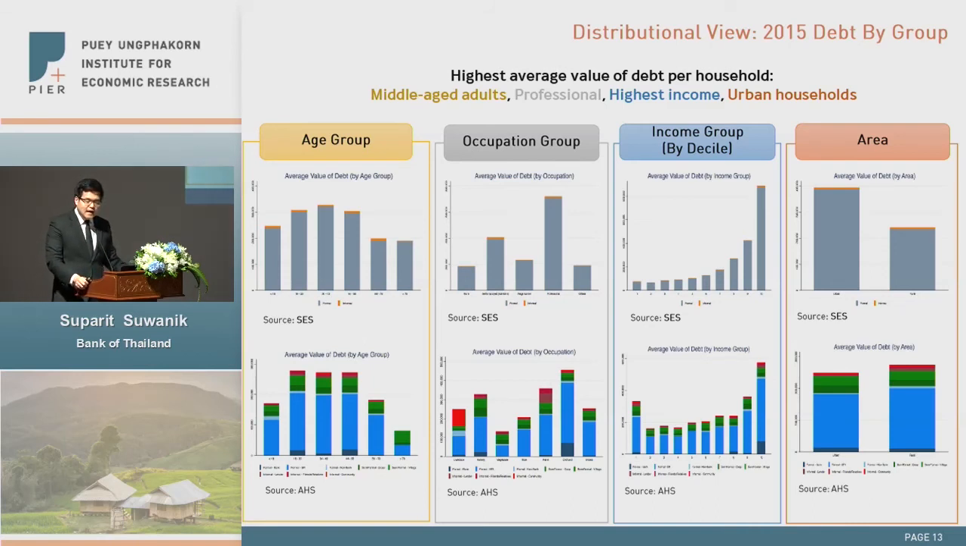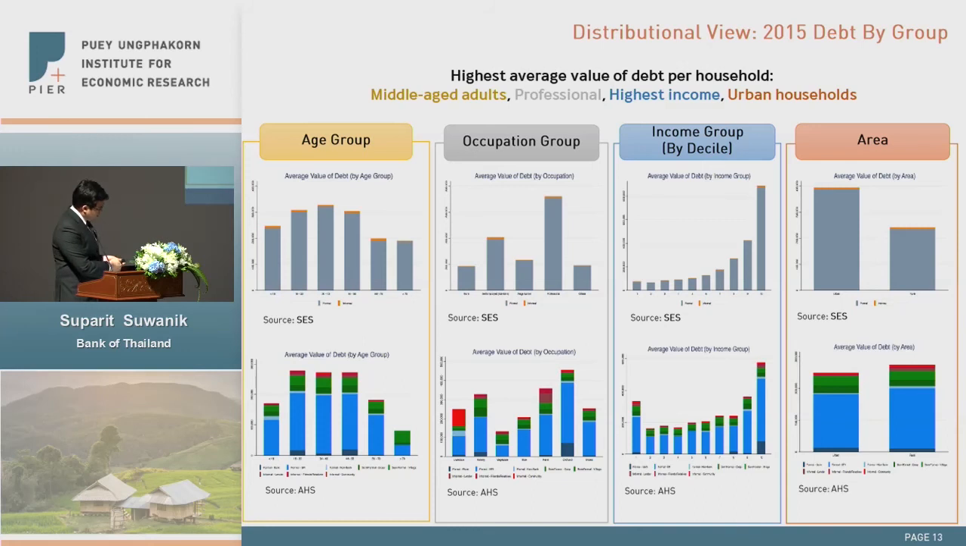we can see that the highest average value of debt per household falls into the middle-aged adults here. For the occupation, it is the professional. For the income group, it is the richest one. And for the area, it's the urban area that is more than the rural area. So please pardon me if it's too small to see, but I hope that with the given handout you can see it clearly. The pattern is quite similar to the AHS graph on the second row as well, except that the largest average value of debt is mainly from the SFIs, as we see in the blue color here. That is like BAAC, actually.